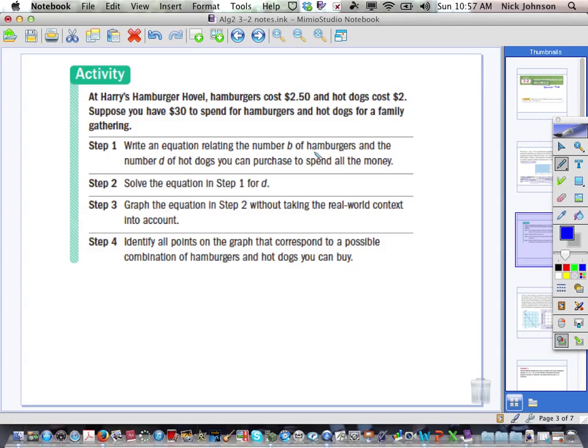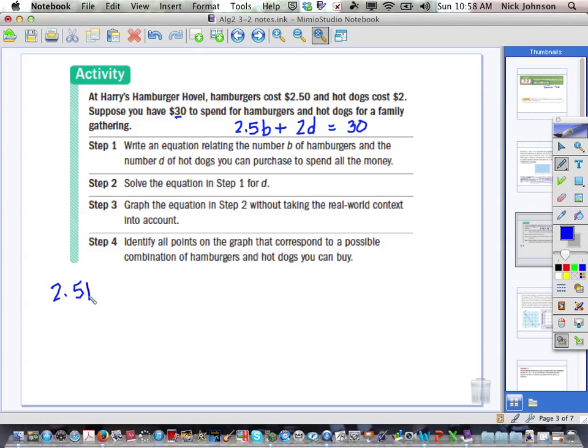So, how much does a hamburger cost? A hamburger costs $2.50, so it's 2.5B. Because if I buy 2 burgers, it's going to cost me $5. If I buy 3 burgers, it's going to cost me $7.50, right? Plus, how much does a hot dog cost? $2 times D. The number of burgers and the number of dogs are my 2 variables, and the most money I can spend in total is $30.